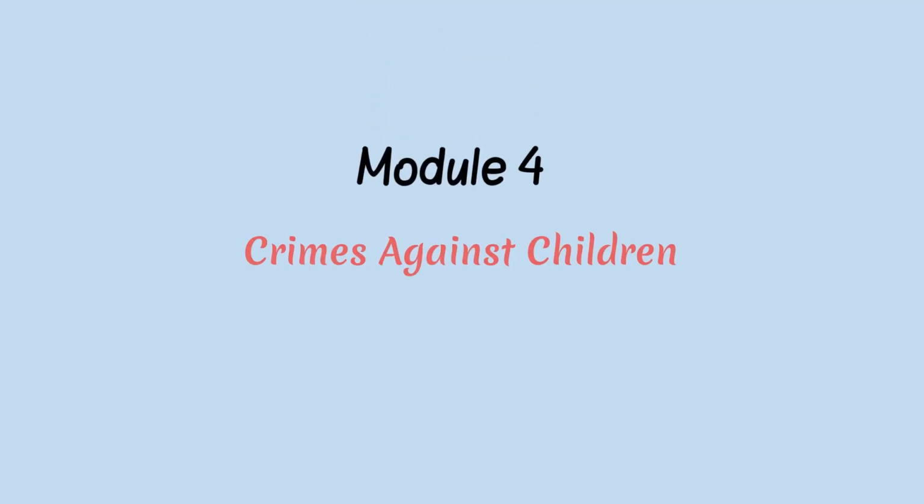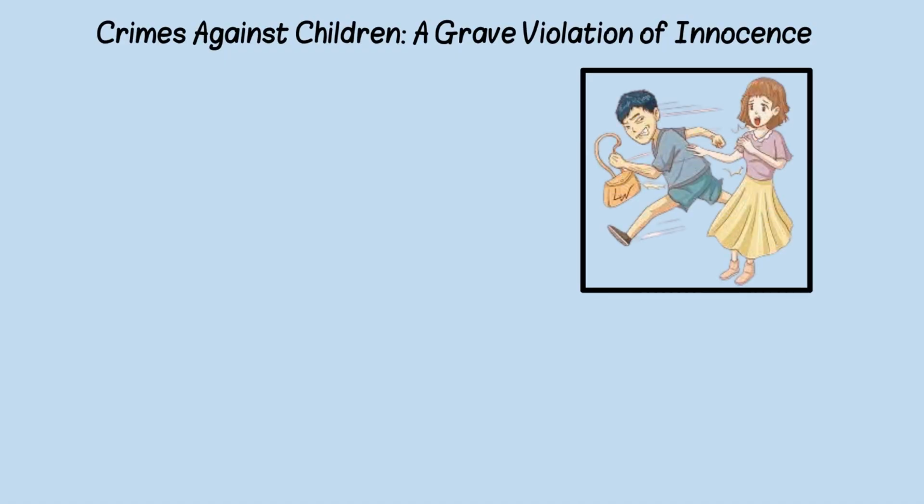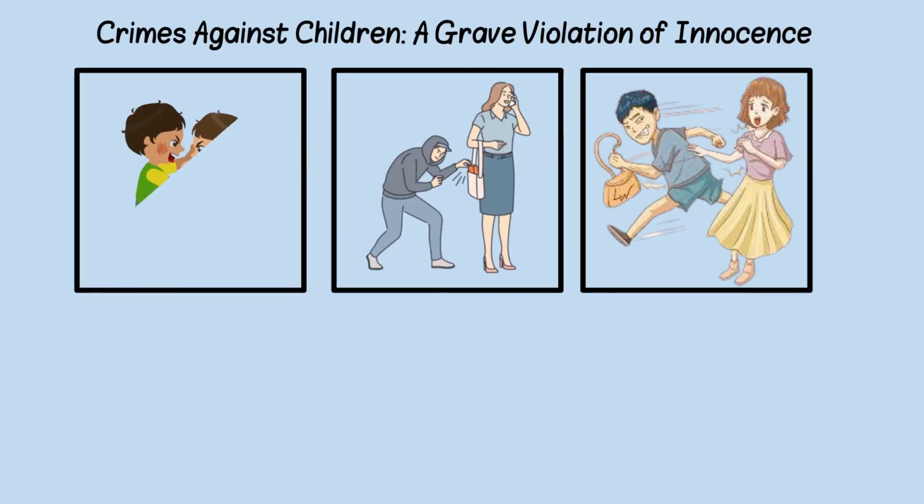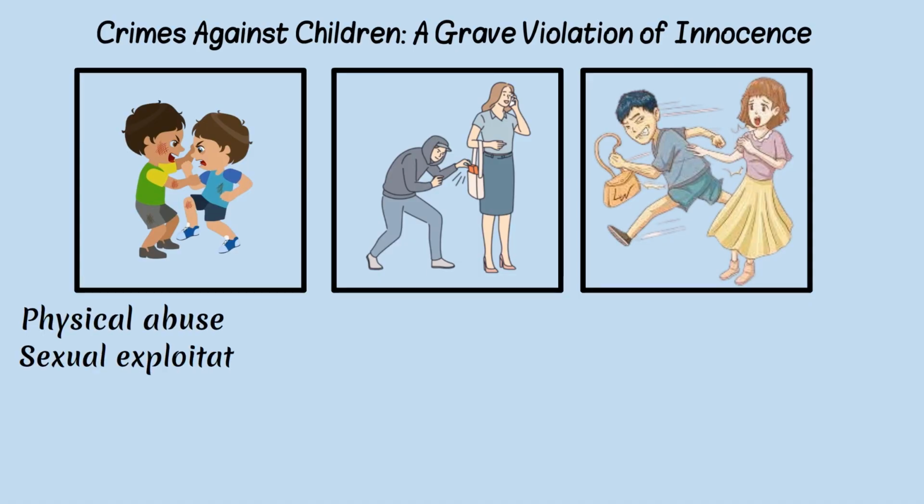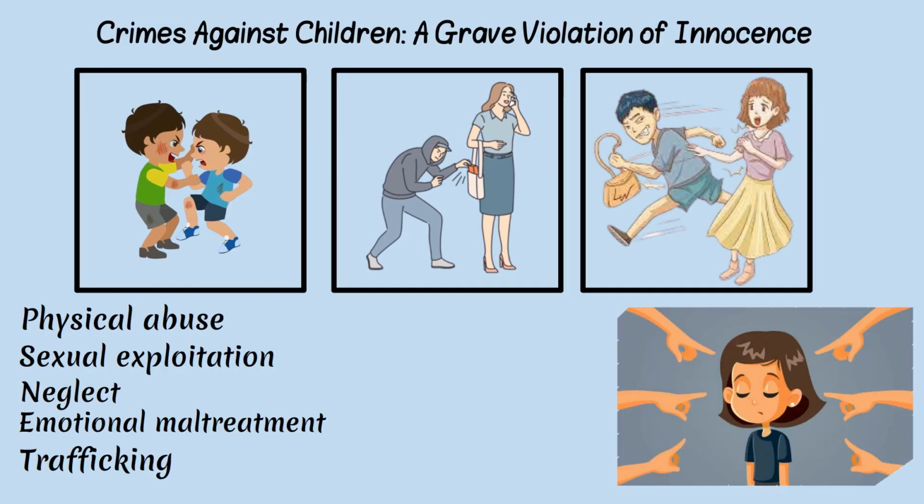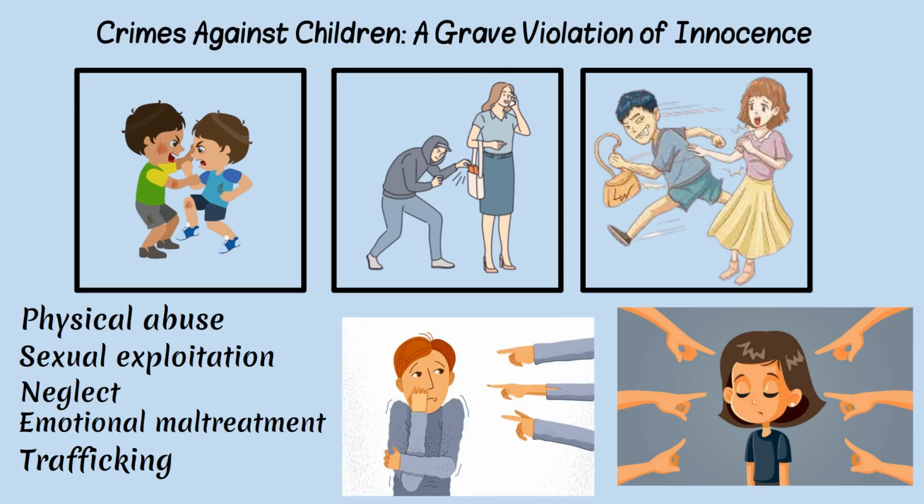Module 4. Crimes against children. A grave violation of innocence. Crimes against children represent some of the most heinous offenses in society. These crimes encompass a range of harmful actions, including physical abuse, sexual exploitation, neglect, emotional maltreatment, and trafficking. At their core, these acts exploit the vulnerability and innocence of children who are often unable to defend themselves or fully comprehend the gravity of the harm inflicted upon them.